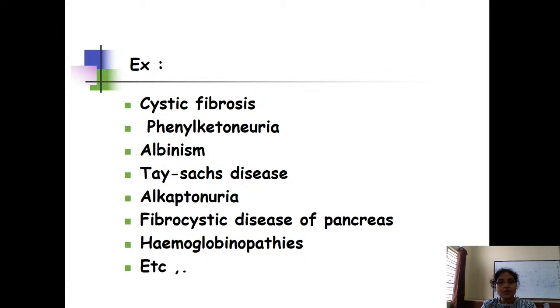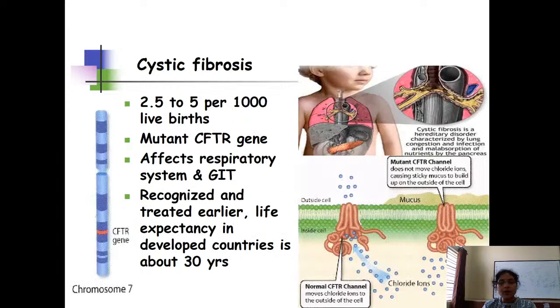Examples for such autosomal recessive inheritance are cystic fibrosis, phenylketonuria, albinism, Tay-Sachs, alkaptonuria, fibrocystic disease of pancreas, hemoglobinopathies. Now, most important, cystic fibrosis. I think you all have learned this for your pathology exam because it's a 4 marks answer. I remember this. Okay, so 2.5 to 5 per thousand live births.